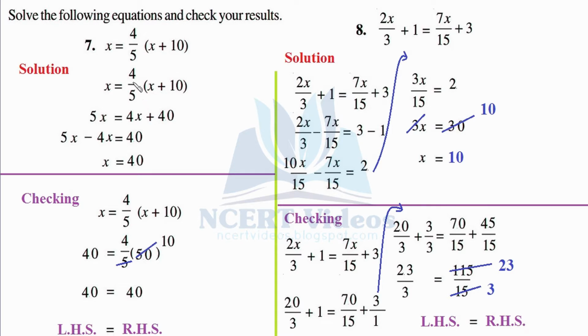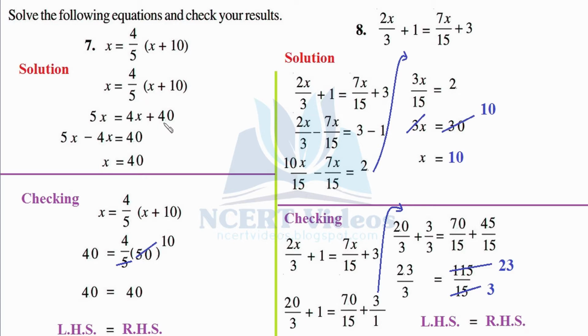Here you may be in doubt why we haven't solved the brackets first. Well, you could do so, but that would be a lengthy process. That is, we would have to first multiply 4/5 by x, then 4/5 by 10. That would make this question a little bit complicated. Keep this in mind: whenever you have a common factor, you can operate on the common. That is the whole purpose of taking common. It makes our calculation easier. This you will get with practice.